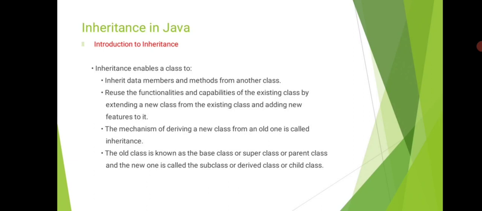So the mechanism of deriving a new class from the old one is called inheritance. So what does inheritance mean? It is the mechanism of deriving a new class from the old one. The old class is known as the base class, super class or parent class.